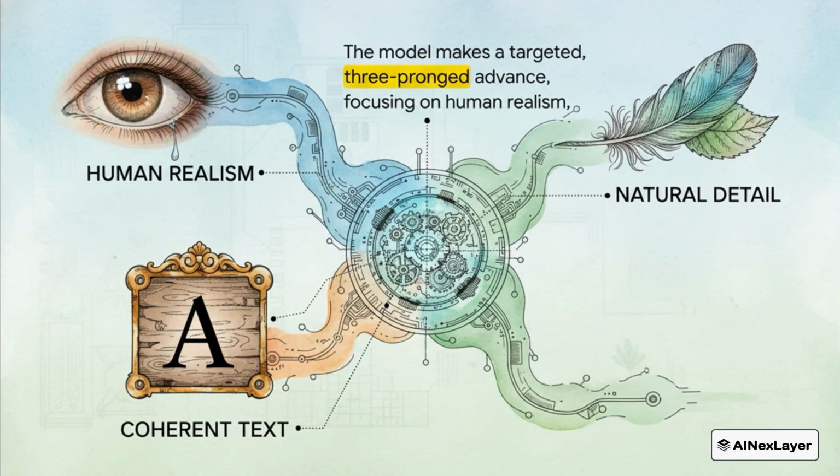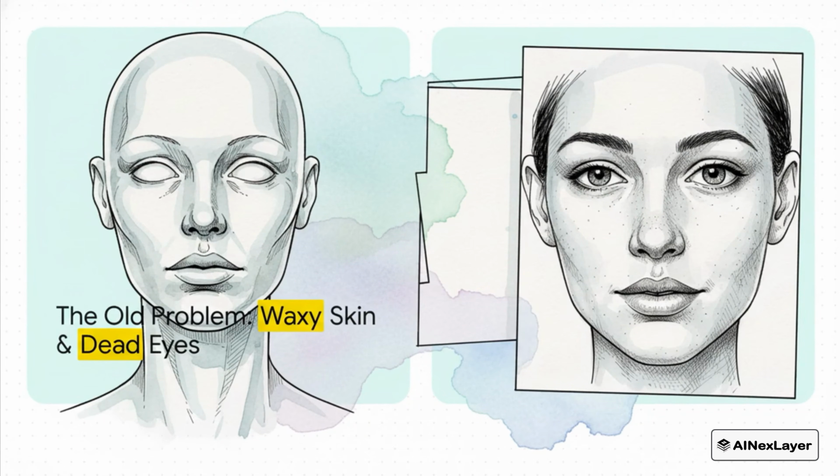The secret sauce here isn't just one thing. It's a targeted three-pronged advance. The model focuses on three key areas: mastering human realism, rendering incredibly fine natural detail, and, this is a big one, getting text and composition right. First up, human realism. That plasticky AI skin we were just talking about, gone. This model produces skin textures and facial features that are just remarkably lifelike. It captures actual, genuine emotion, moving us way beyond those dead-eyed portraits from older models.